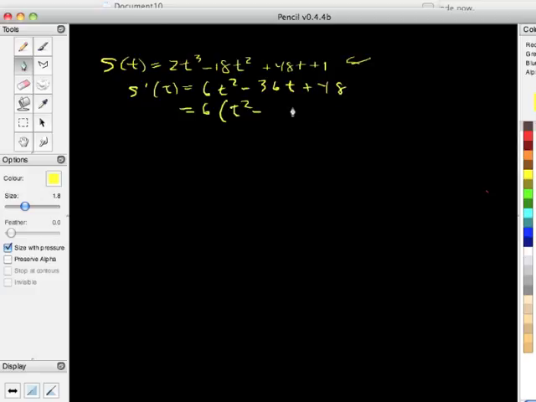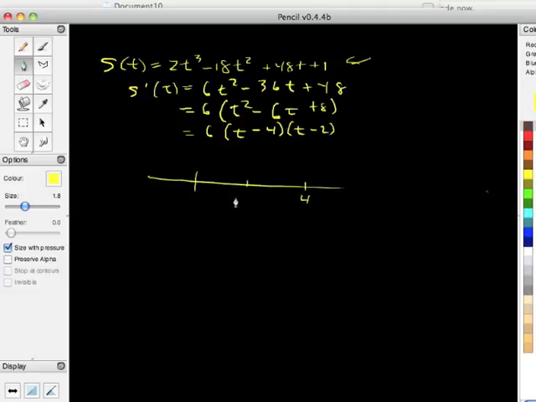The greatest common factor of these terms is 6, so we get 6 times t squared minus 6t plus 8, and then we see that's 6 times t minus 4 and t minus 2, and so t is equal to 4 and t equals 2 are two points we want to focus on.